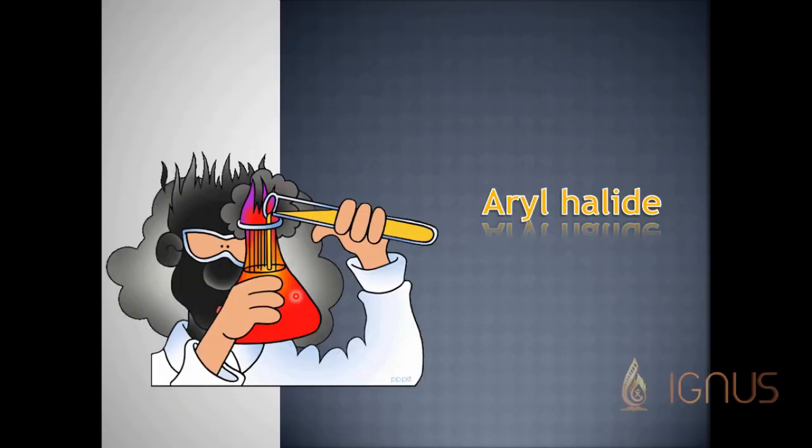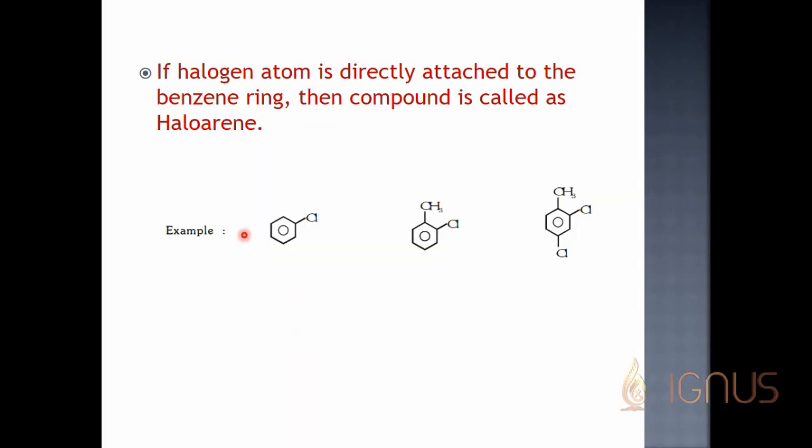Next, the last concept, it is aryl halides. If halogen atom is directly attached to the benzene ring, then the compound is called as haloarenes or aryl halides. You can see halogen is directly attached to benzene ring, hence it is called as a haloarene.